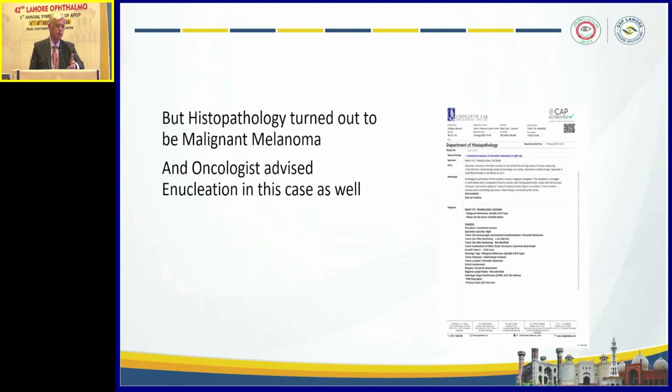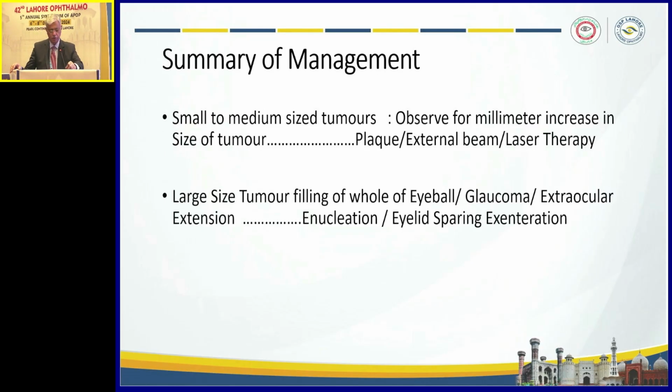But unfortunately, when we sent the tumor for histopathology, it turned out to be malignant melanoma again. So our oncologist advised enucleation in this case as well. I discussed with the oncologist that I didn't feel there was any extension to the neighboring area, and the whole tumor came out by itself, but they advised that no, you have to go for enucleation. So this patient went for enucleation as well.